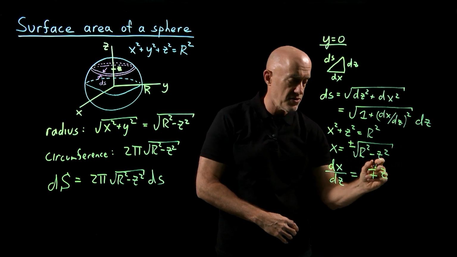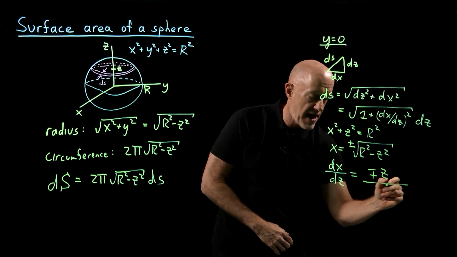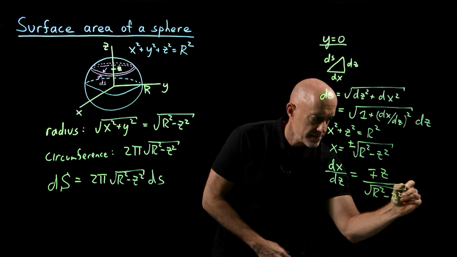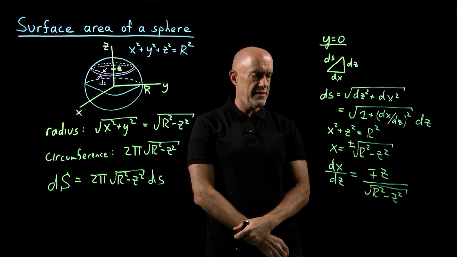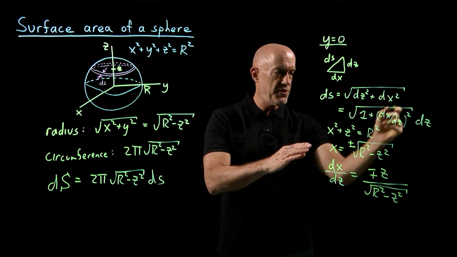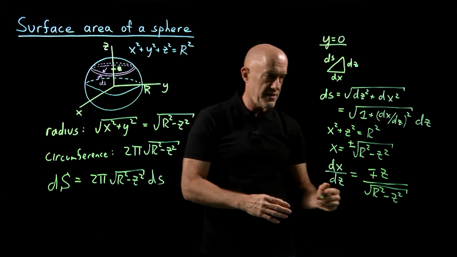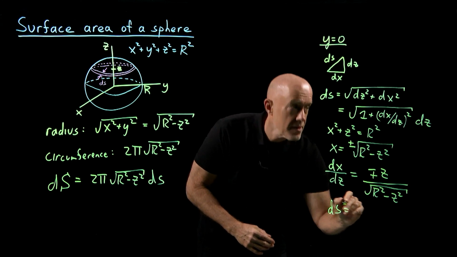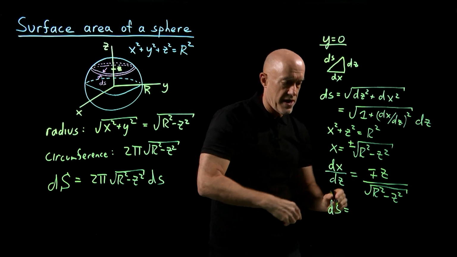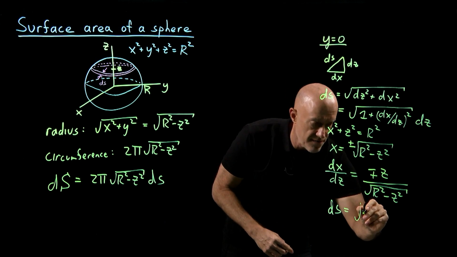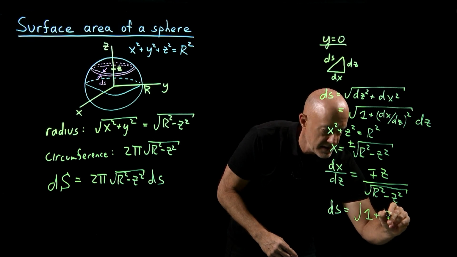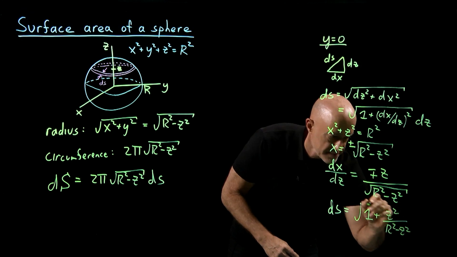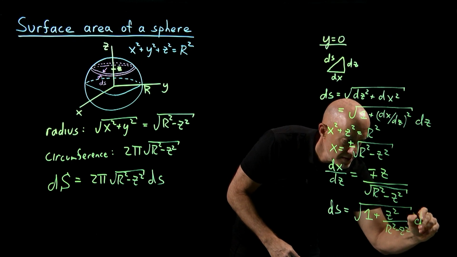The 1/2 will cancel the 2, so then we'll have z divided by the square root of r squared minus z squared. And that's our dx dz. So then we can compute ds. So ds is this thing squared. So we end up with our ds here is the square root of this squared. So it's the square root of 1 plus z squared over r squared minus z squared, all times dz.